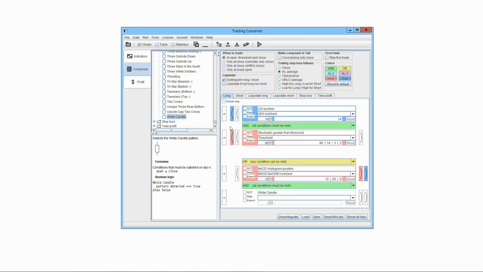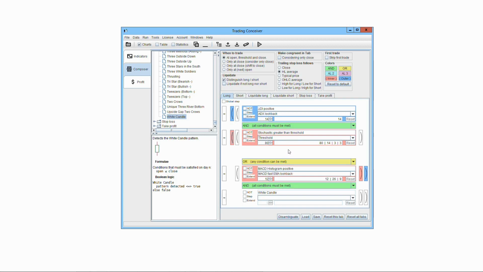Suppose you are considering 4 algorithms to decide when to go long. One of your algorithms is the white candle. You want to go long only on a white candle, and this is of priority importance for you. Another algorithm you are considering very important is the delta DI positive. You deem the other two of less importance, stochastic greater than threshold and MACD histogram positive.